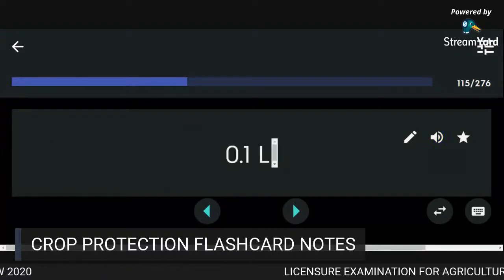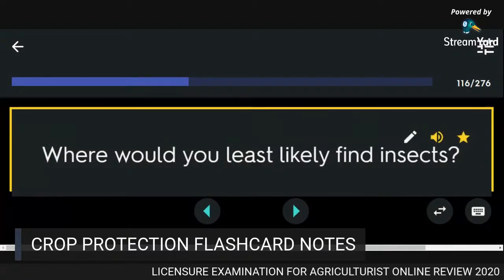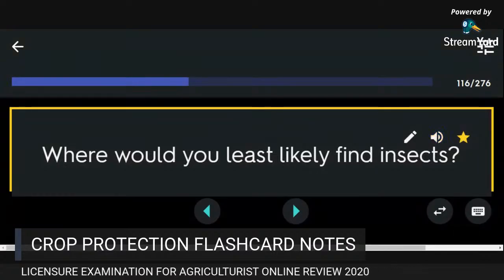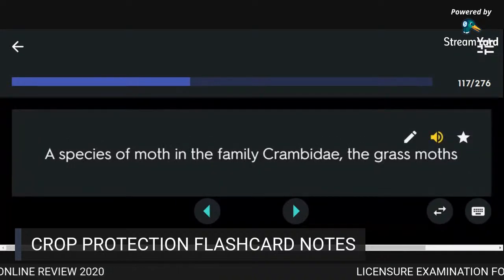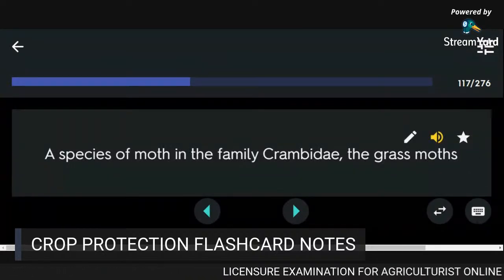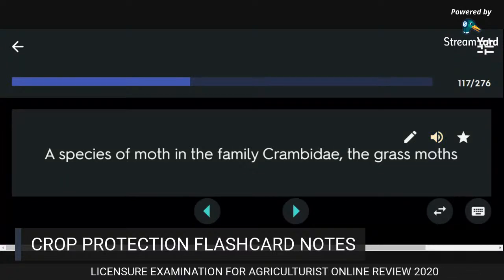Where would you least likely find insects? South Pole. A species of moth in the family Crambidae, the grass moths. Ostrinia furnacalis.